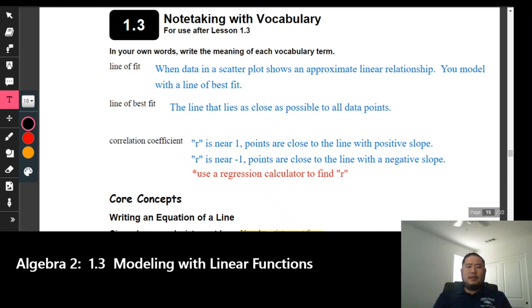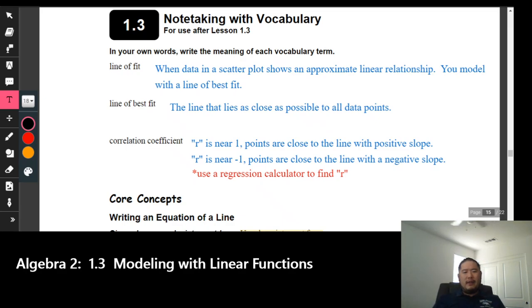All right, Algebra 2 people, we're going to take a look at section 1.3 today, which is modeling with linear functions. There's several things that we're going to take a look at. First is being able to write an equation of a line with just 2 given points. And then another thing is talking about a line of best fit and the correlation coefficient. We're talking about regression. Let's take a look at our vocabulary.